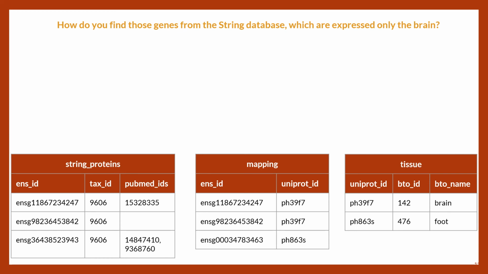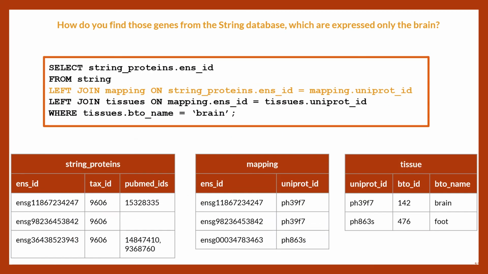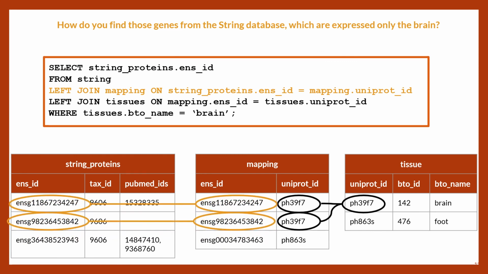So how can we answer this question? The only thing we have to do is to run a really simple SQL query, which is here. First, this query will connect the three tables together via the matching protein IDs, then select only those which are expressed in the brain according to the matching IDs. And the results will be the first two proteins from the STRING table. Otherwise, if the query does not find any match between the Ensembl and UniProt IDs, it skips them, like in the case of the third protein in the STRING table.